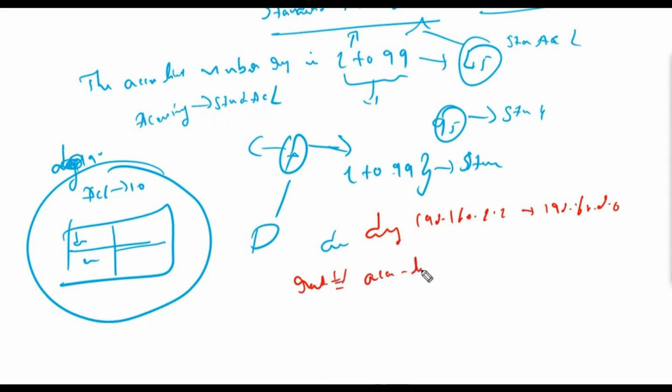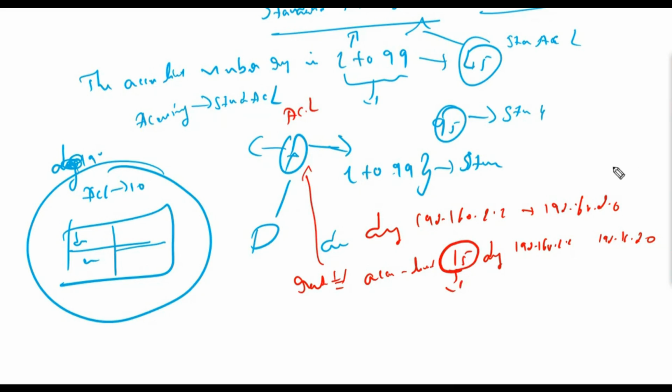access-list, and I have to give number 15, and then deny. What is my source? 192.168.1.1. And what is my destination then? 192.168.2.0. Here, what am I giving? A number, right? Once you give this number, the router is going to understand that you are using a standard ACL.